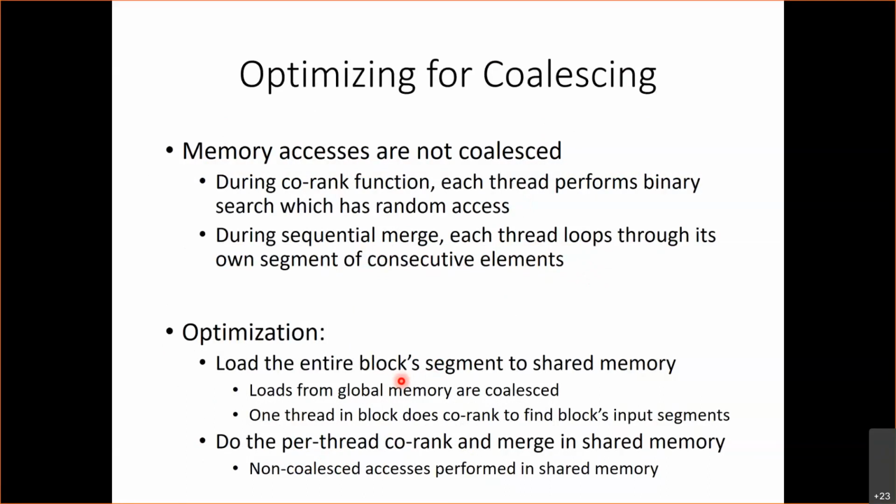the segment for the entire block by one of the threads in the block. And then the threads in the block collaborate to load that segment into shared memory in a coalesced way. Then we do the binary searches of all the different threads inside of shared memory, and then the merge of each thread inside of shared memory. And then we store the merged array from shared memory to global memory, also in a coalesced way. And that looked like this.